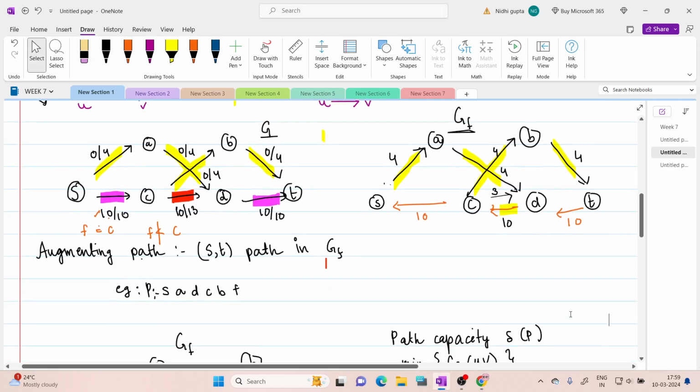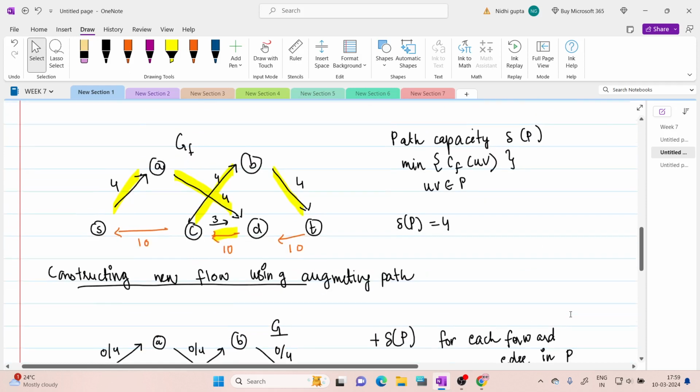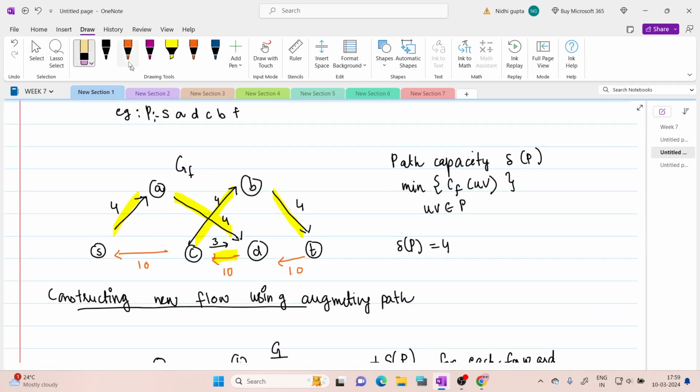So now the next concept is, if we are given an augmenting path, so we see that this is our augmenting path. Now we have to look at the path capacity. So in this GF only, we'll look at all the edges in that path. Path capacity is basically the minimum of the capacity of the edges in this path. So in this path, what are the edges? SA, AD, DC, CB, and BT.